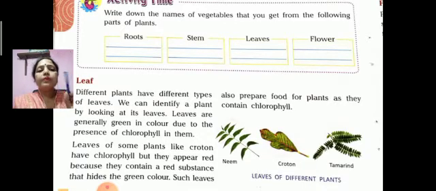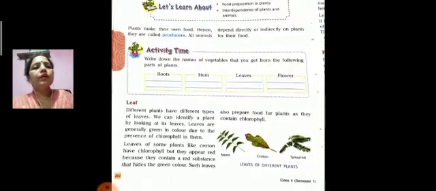Okay, so leaves of some plants like coleus have chlorophyll, but they appear red because they contain a red substance. They hide the green color. Such leaves also prepare food for plants as they contain chlorophyll. So here are the pictures of neem, coleus and tulsi. Okay children, so now turn your page.